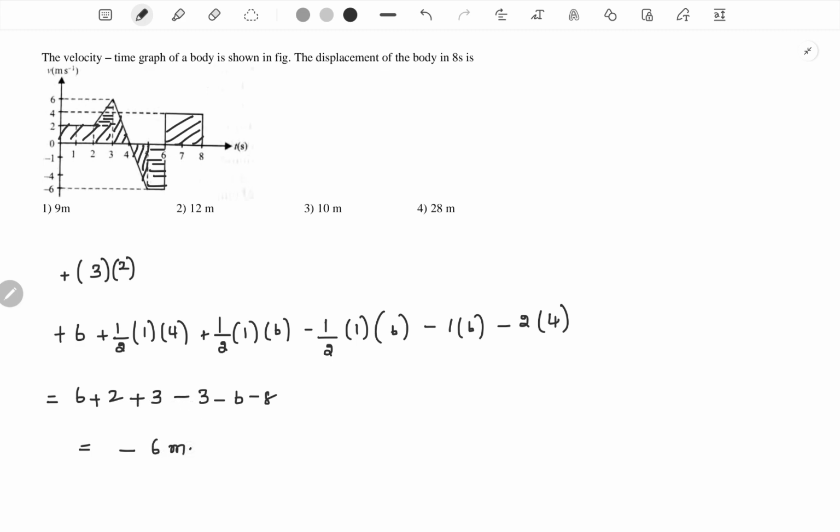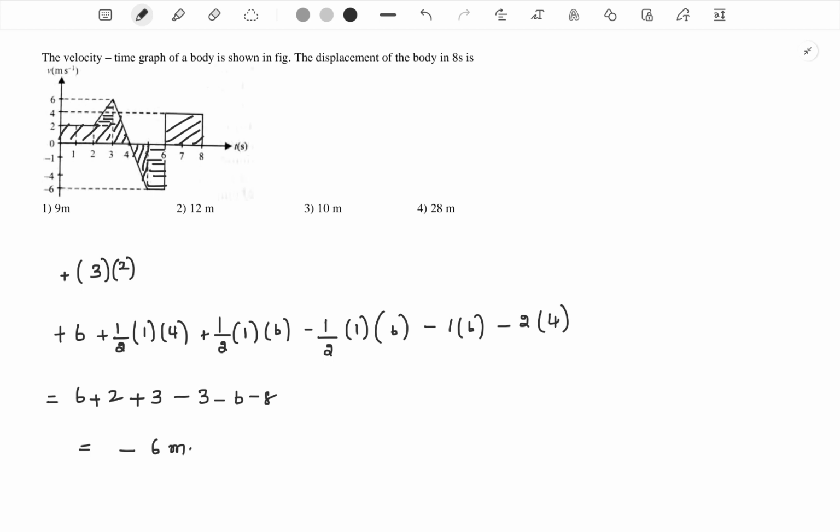Just a minute. Have we done the calculations correctly? 1 into 6, of course it's correct. Okay, this is what we will get the displacement as. I hope I haven't done any calculation mistakes. I've checked it again. I think there is a mistake with the answer. The answer that they gave is basically wrong.